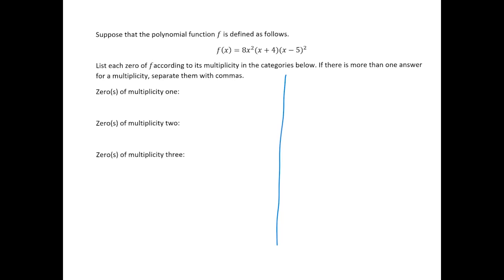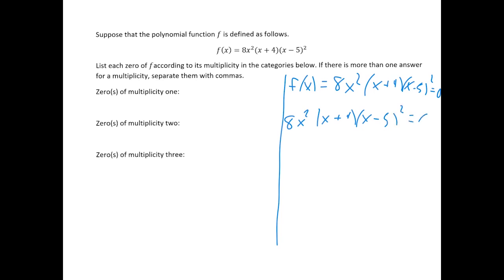Well, by definition, it's going to be wherever f of x equals 8x squared times the quantity of x plus 4 times x minus 5 squared. It's wherever this is equal to 0. In other words, it's where 8x squared times x plus 4 times x minus 5 squared equals 0.